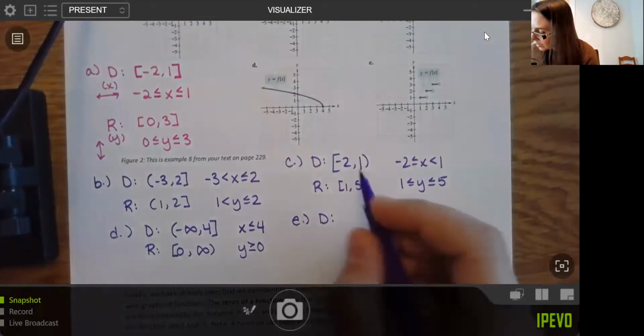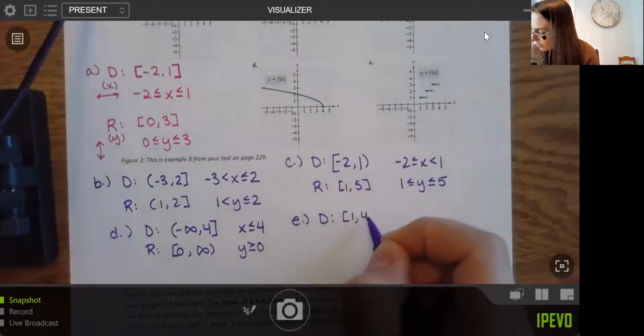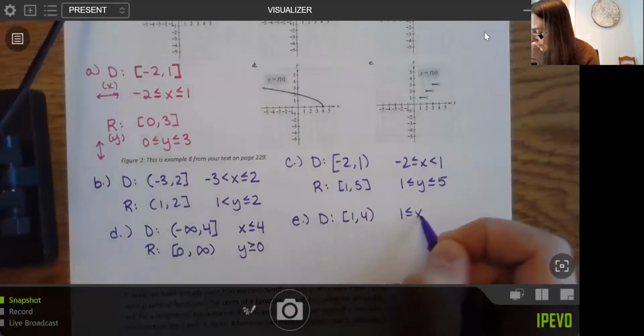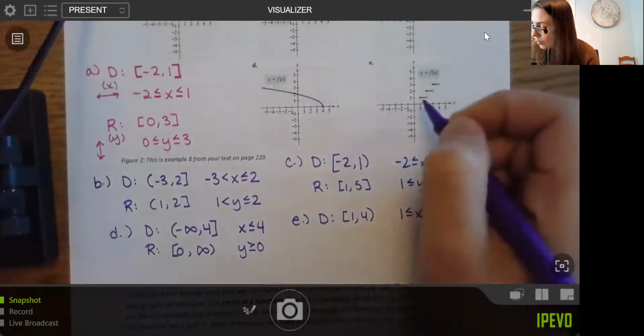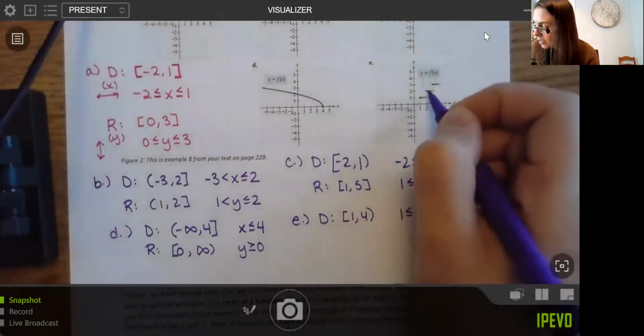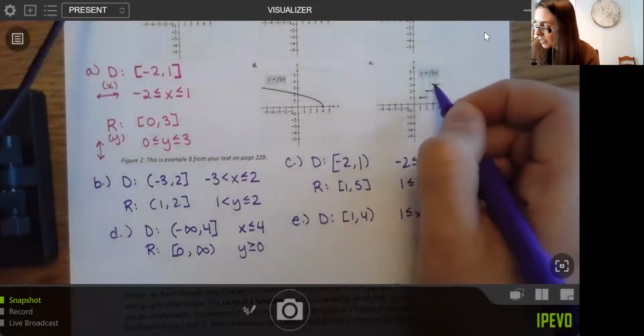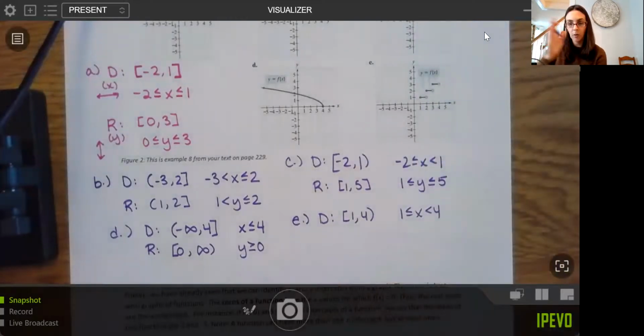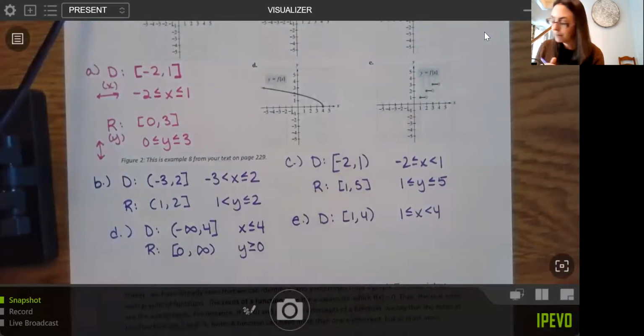So our domain starts at 1 and it ends at 4. Okay. And again, I know there's holes here, but because x equals 2 is represented here and x equals 3 is represented there, we can include all values in between in our domain.